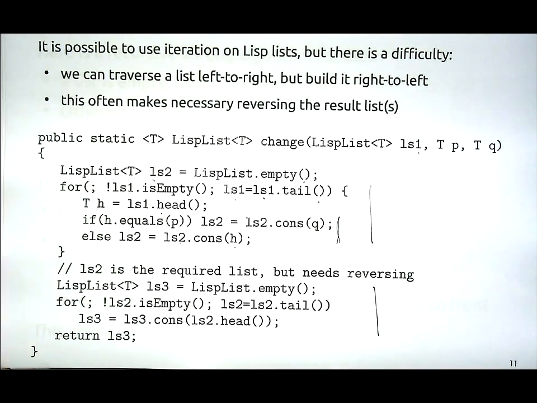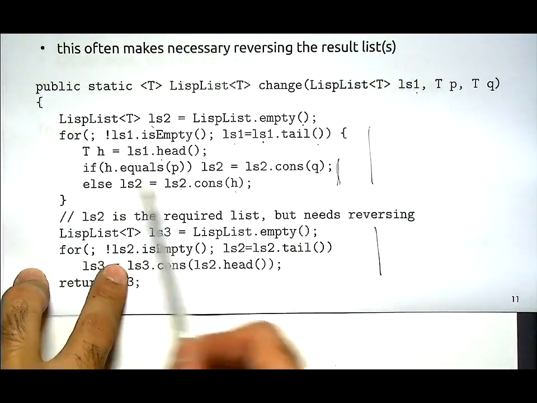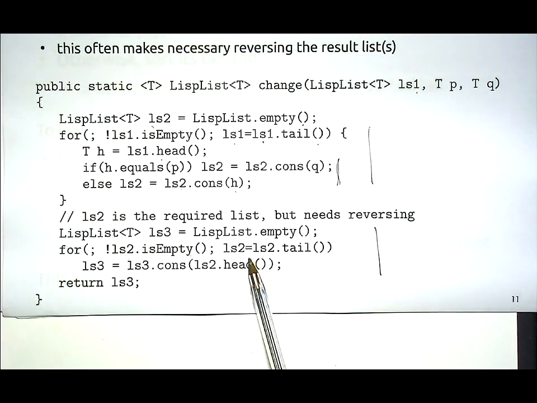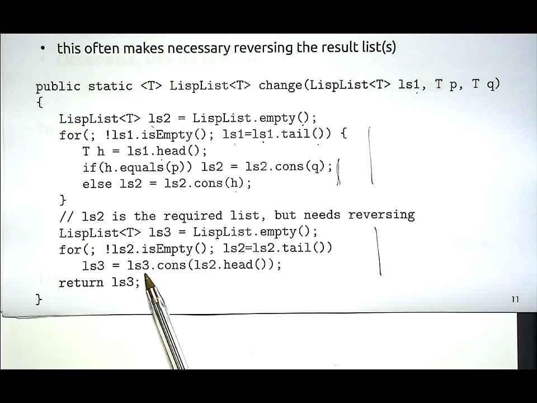And how do you reverse a list? Well, by reading and writing it back. So you create a new list, ls3, which is empty, and then you go through the list you constructed, ls2, until it's empty, and each time you update it with tail, and you just say, well, ls3 is what it was before with the head of ls2.